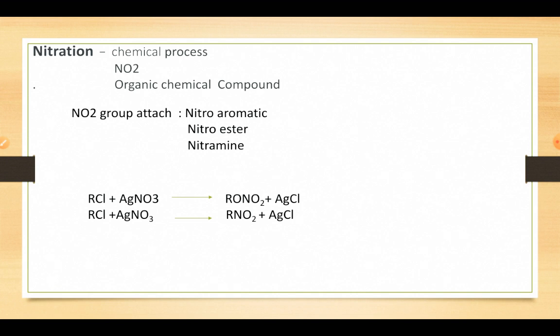In nitration reactions, a monovalent atom or group of atoms replaces a hydrogen atom or a group other than the hydrogen atom. The following is an example. An alkyl halide reacts with silver nitrate to form two compounds, nitroesters and nitro compounds.